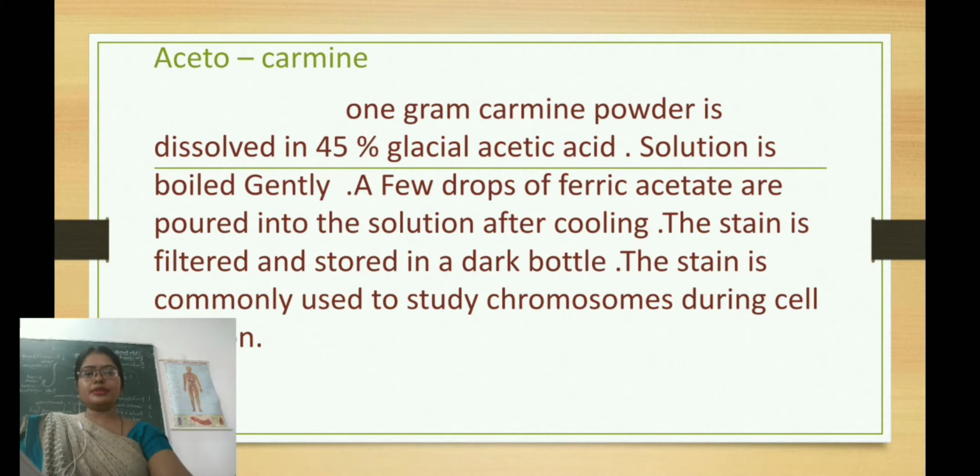So our first one is acetocarmine. So we know that acetocarmine is used for study of chromosomes during cell division. So 1 gram of carmine powder is dissolved in 45 gram of glacial acetic acid. The solution is boiled gently. A few drops of ferric acetate are poured into the solution after cooling. The stain is filtered and stored in a dark bottle. This stain is commonly used for chromosomes study during cell division.